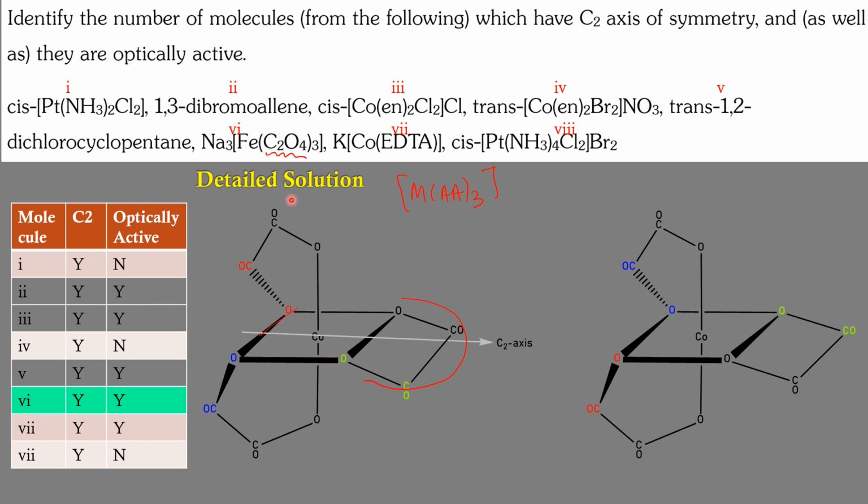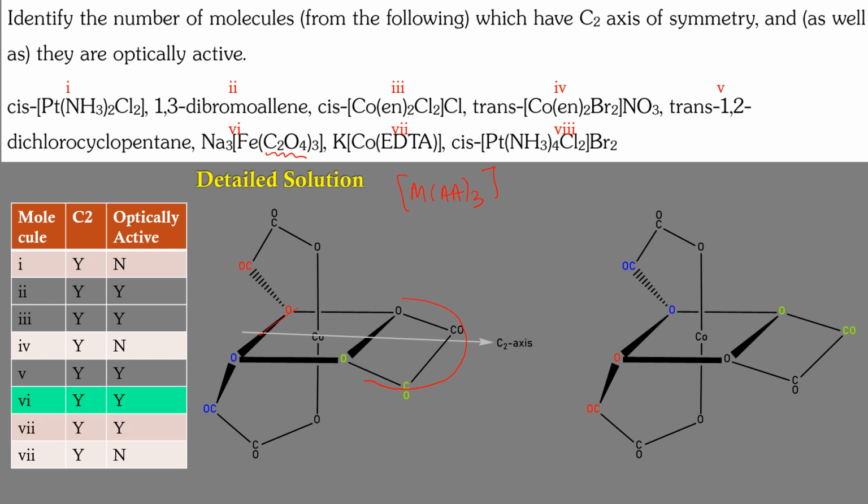That's not the situation. This bond goes backward, backside, away from us. This bond comes front side towards us. There is no mirror image of this on the top half, or there is no mirror image of this thing in the bottom half. Such a molecule, when we are having MA thrice, such molecules are not symmetric.